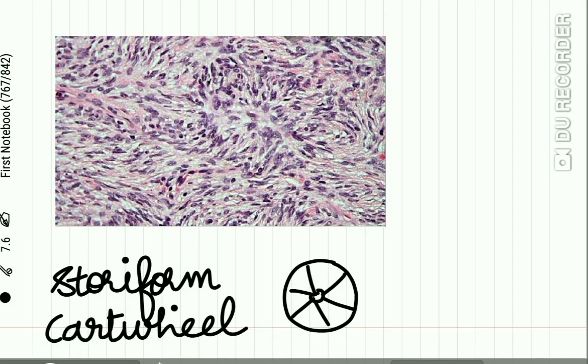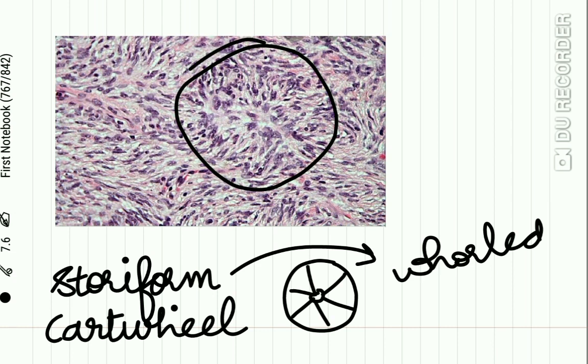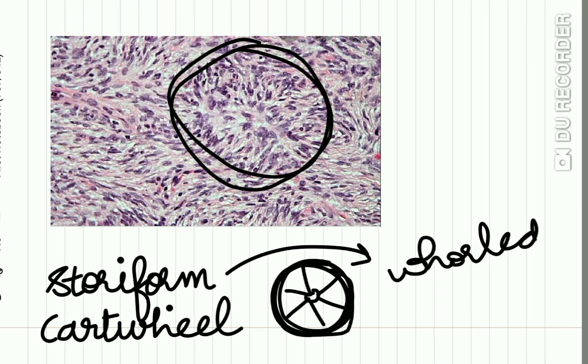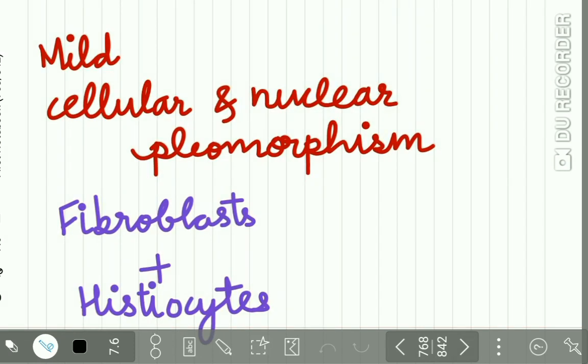So what is this storiform or the cartwheel pattern? Here you can see the storiform or cartwheel pattern. The word storiform means whorled appearance. Here you can see the whorled appearance of the cells, and it also resembles the cartwheel, the wheel of a cart. So this is the storiform or cartwheel pattern of cells in malignant fibrous histiocytoma, which is also the characteristic feature of malignant fibrous histiocytoma.